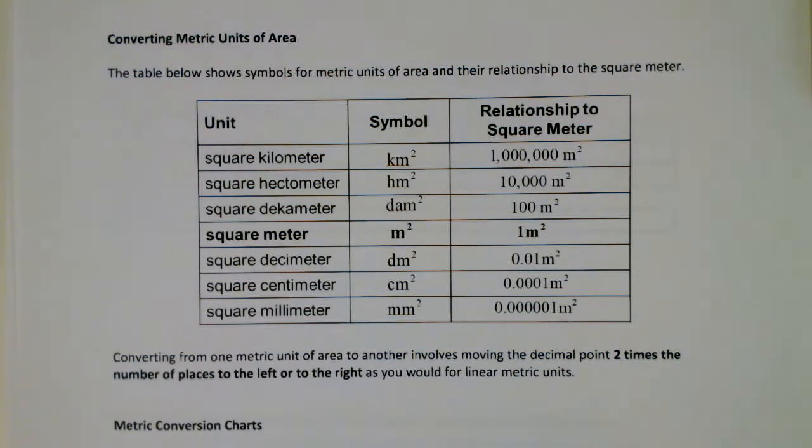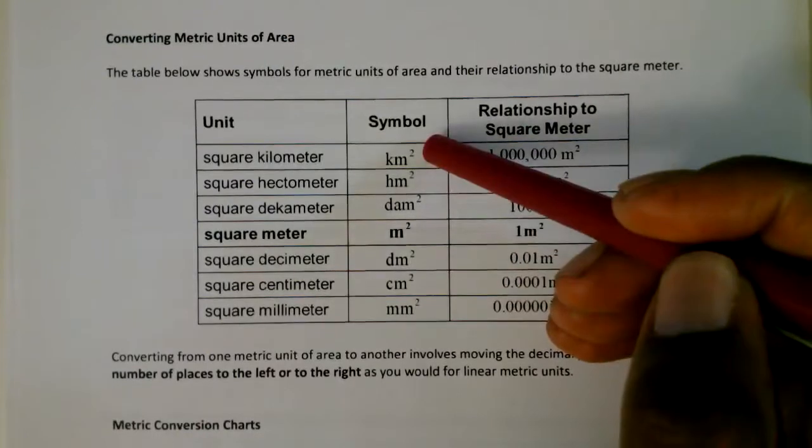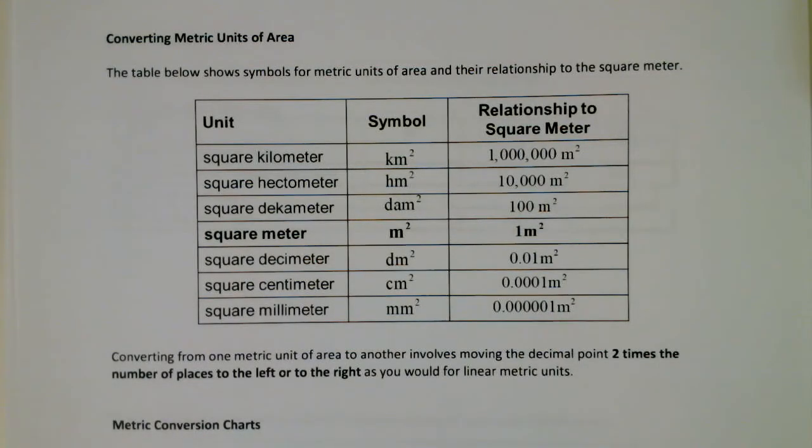Now, converting from one metric unit of area to another involves moving the decimal point 2 times the number of places to the left or to the right as you would for linear metric units. This time we're dealing with square metric units, so now it's going to be 2 times the number of places you have to move either to the left or to the right.